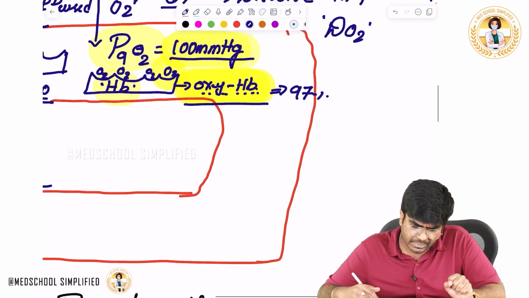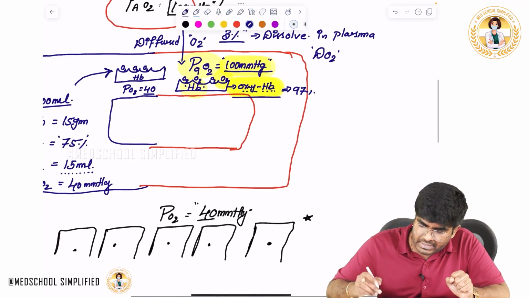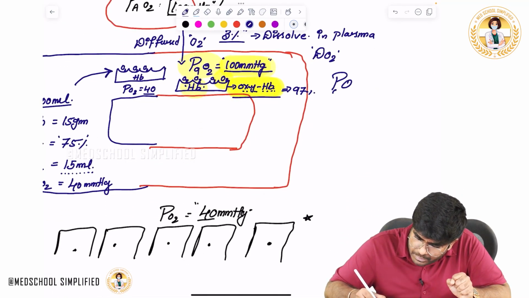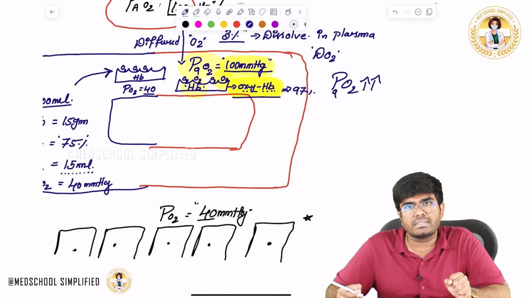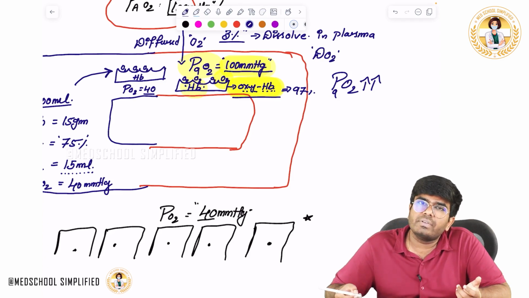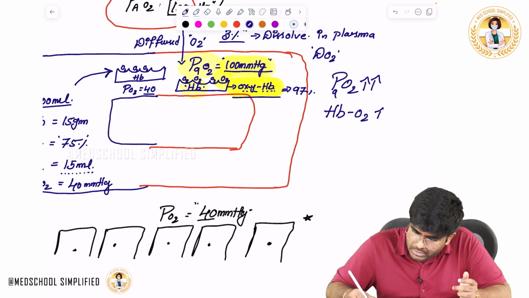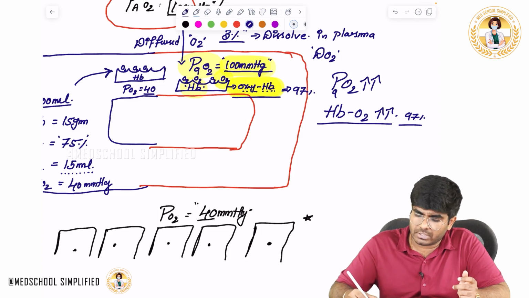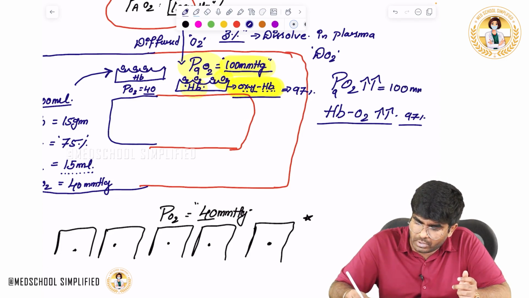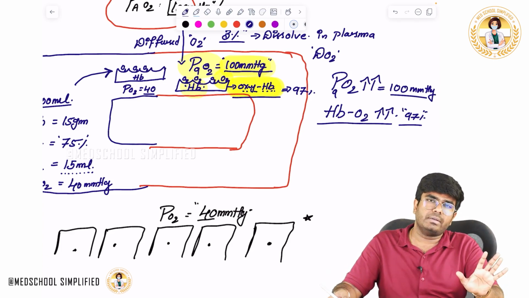Why is hemoglobin accepting oxygen? Because partial pressure increases. So from this I can say, whenever the partial pressure of oxygen increases, the saturation of hemoglobin also increases. 97%. Whenever partial pressure is more, hemoglobin saturation also increases. 97% of your hemoglobin is saturated.